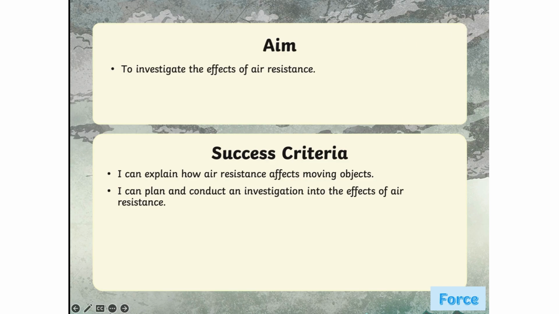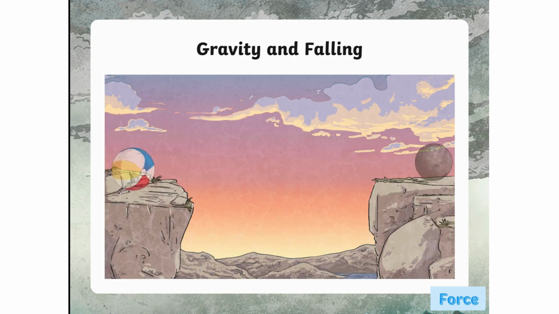I can explain how air resistance affects moving objects. I can plan and conduct an investigation into the effects of air resistance. This is our success criteria. Let's see the explanation, and at the end, we will gauge if I have met the criteria.